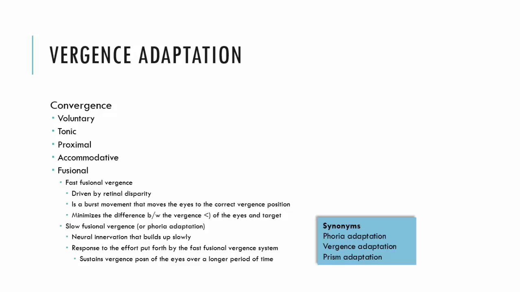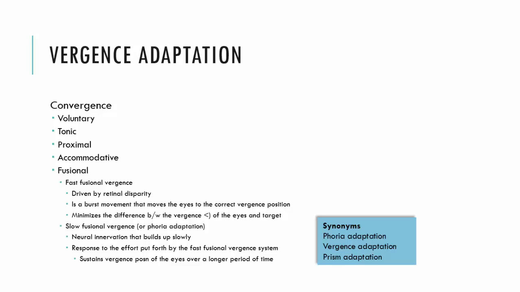Now, so far in your studies, you've discussed the different types of convergence: voluntary, tonic, proximal, accommodative and fusional. And in relation to fusional, we've talked about motor fusion and sensory fusion. What we haven't really discussed is another two types of fusional vergence, and that is fast fusional vergence and slow fusional vergence. Let's go over these.